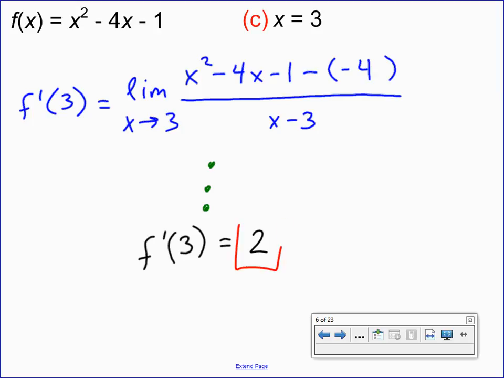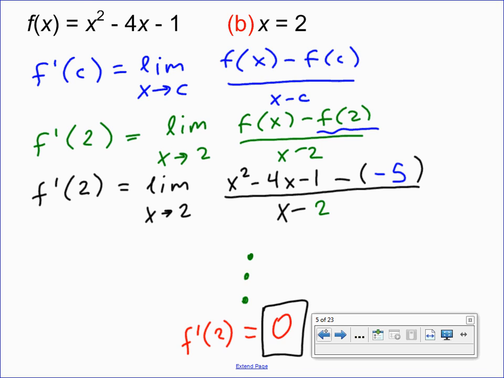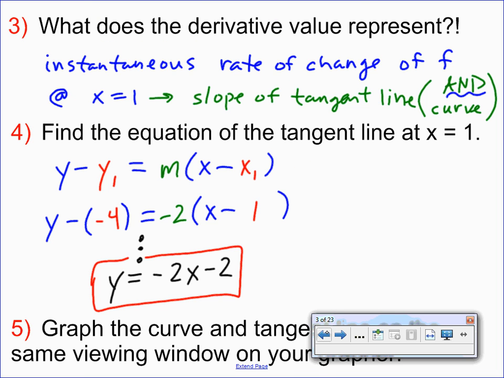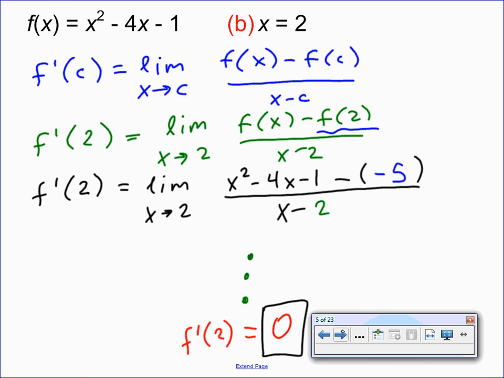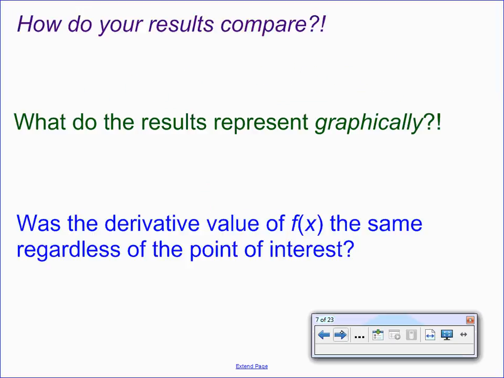So, in each case, what does this represent? Well, we can use Vivian's interpretation from before. This is the instantaneous rate of change of my function f at x equals 3, or the slope of the curve at x equals 3, or the slope of the tangent line to the curve at the point when x equals 3. All of those are equivalent. So we've got some first derivative values, and we've got some function values. What I want to do is ask, how do our results compare?